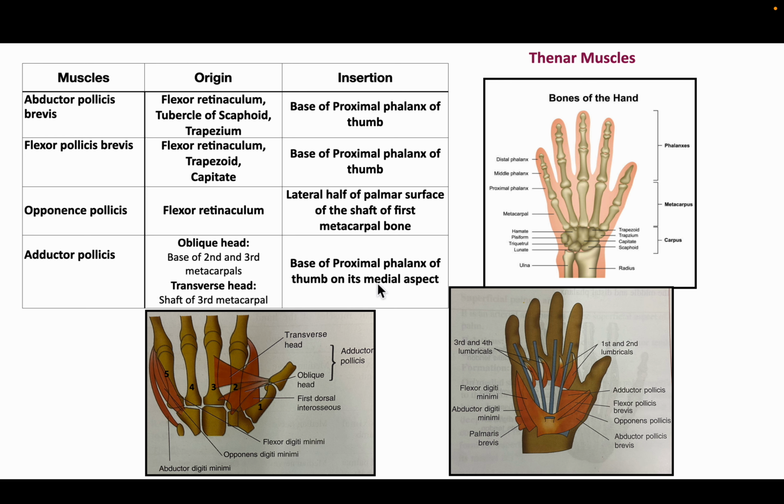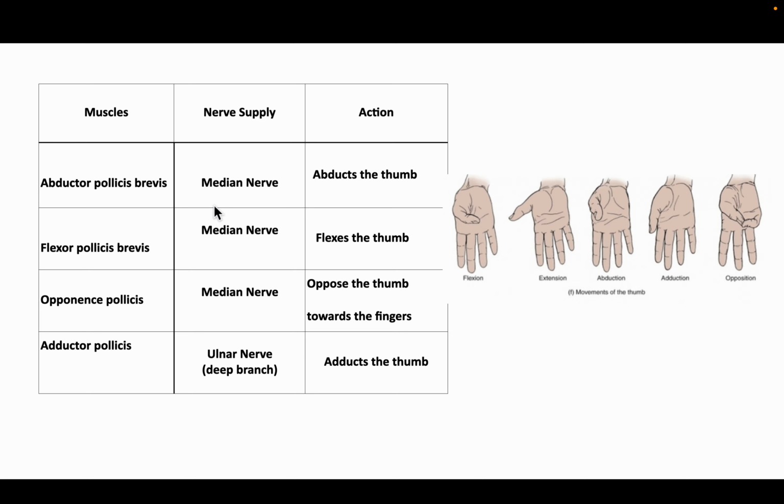Coming to the nerve supply, all these muscles are supplied by the median nerve except adductor pollicis, which is supplied by the deep branch of the ulnar nerve. Their names just give a hint of their action. Abductor is going to abduct the thumb, flexor is going to flex the thumb, opponens pollicis opposes the thumb towards the fingers, you can see, so counting of fingers, you can see. Then adductor pollicis is going to adduct the thumb.